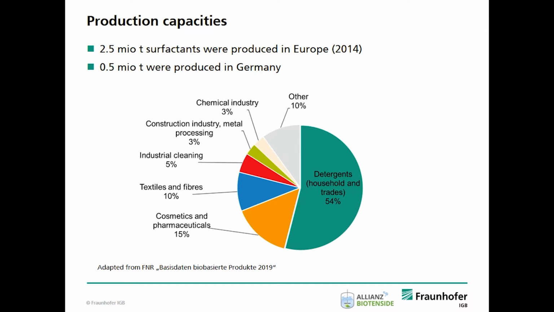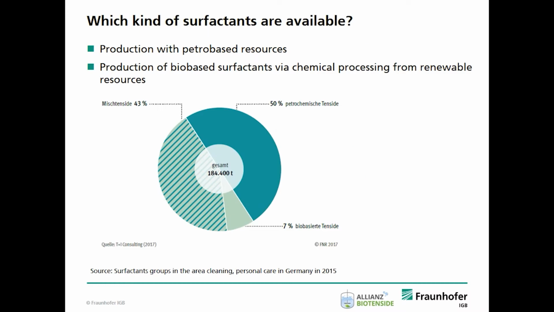Mostly the surfactants are used for the production of cleaning agents, which is highlighted in green. Or they are also used in a higher amount in cosmetics or textile industry. This is highlighted in orange and blue. If we have a look at which raw material is mostly used for the production of surfactants, then we can notice that 50% are based on fossil raw material like crude oil. And just 7% of all produced surfactants are fully bio-based and produced with renewable resources like sugars or plant oils.